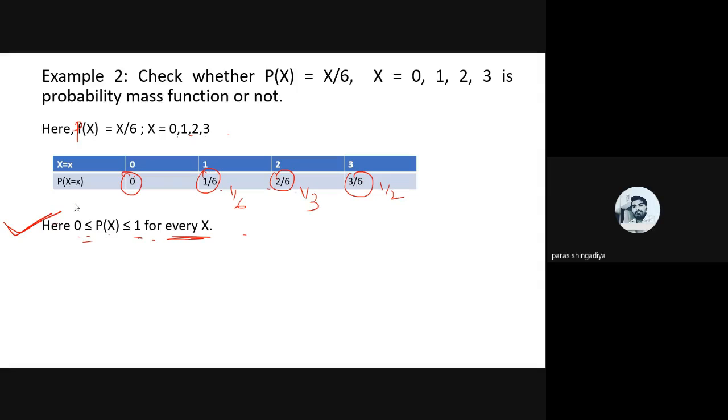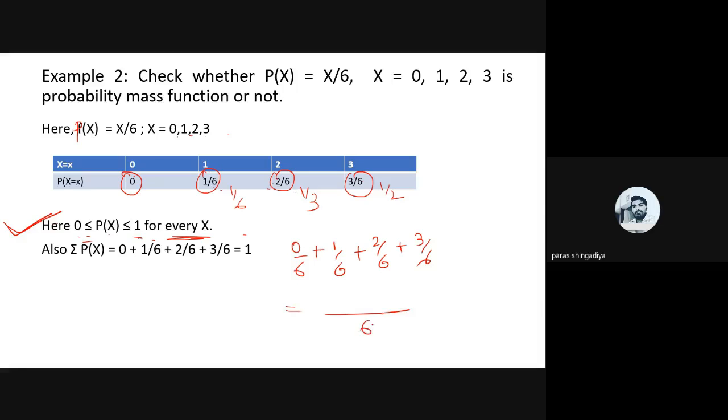Now the second condition, check the sum. Sigma p of x is 0 plus 1 by 6 plus 2 by 6 plus 3 by 6. Now take 6 as the LCM. What is the numerator? 0 plus 1 plus 2 plus 3, and that is 6 by 6, which is equal to 1. So the second condition is also correct. So it is called a probability mass function.